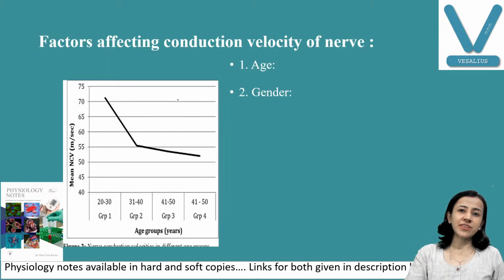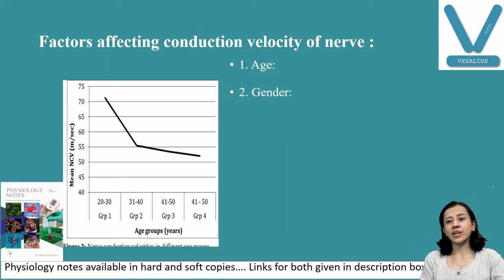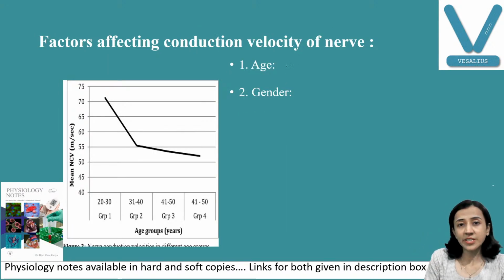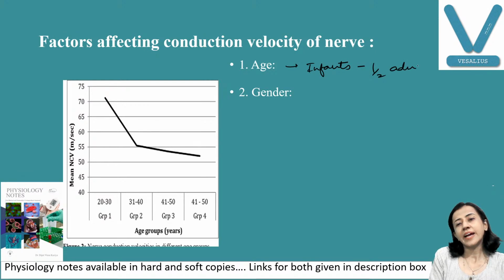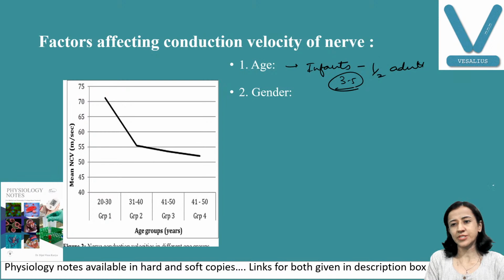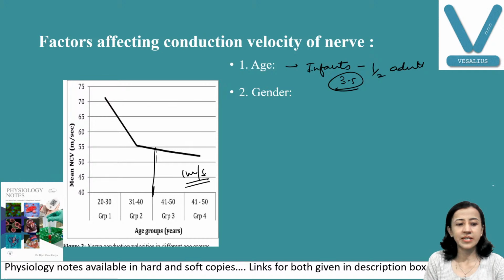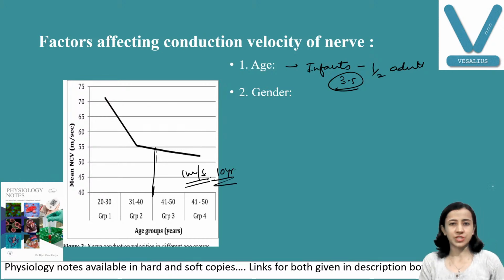Now, various factors affect nerve conduction velocity. One is age. Conduction velocity of infants is always half that of adults, and at the age of 3 to 5 years this velocity reaches the adult level. After the age of 40 years, as you can see in this graph, nerve conduction velocity starts falling, and the fall is 1 meter per second every decade, every 10 years. This is normal physiological.